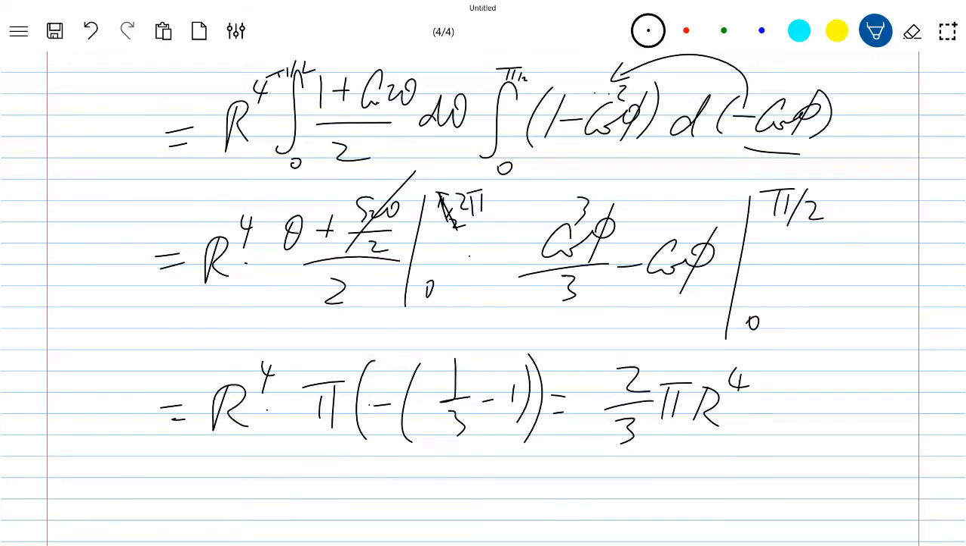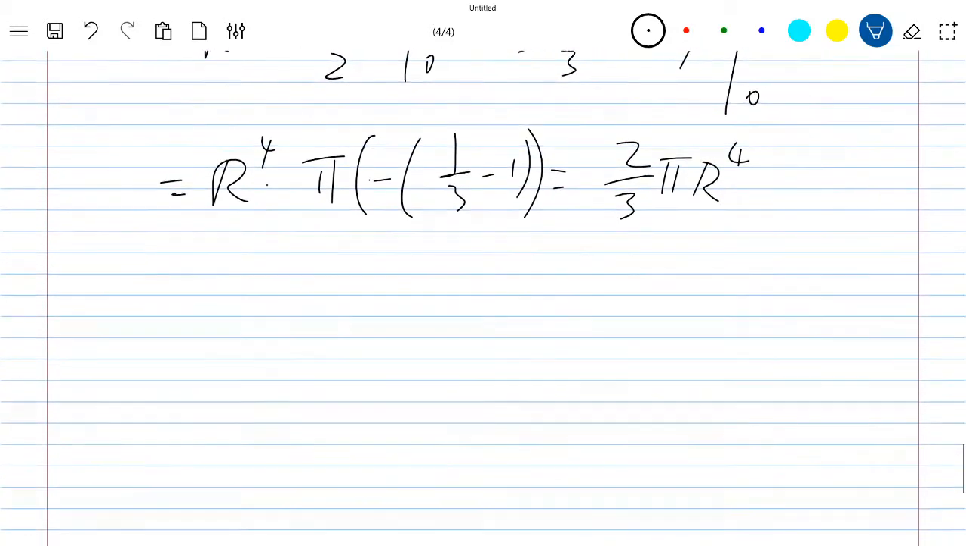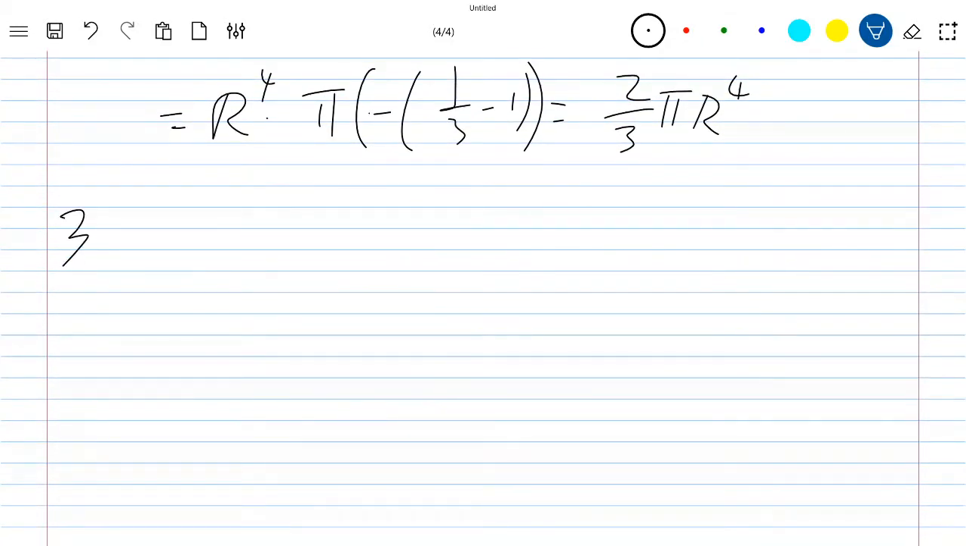I believe that is correct. Alright, let's see one more example. This one will have some cylindrical part. It's a little bit complicated. This time we'll consider a 3D solid domain. It's bounded by three surfaces.